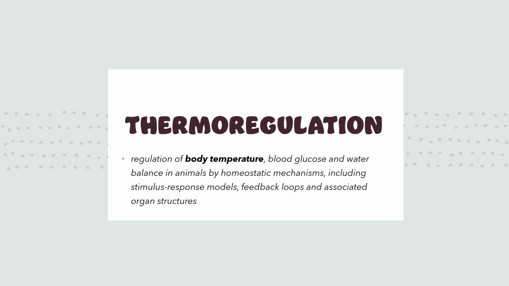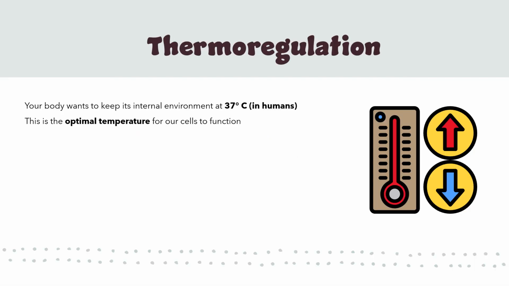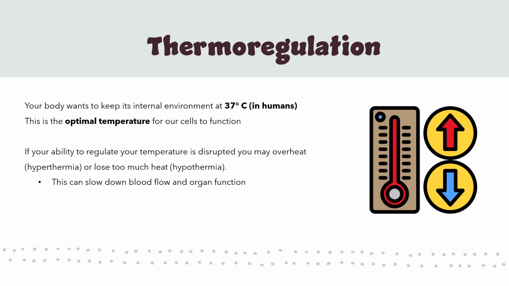Hello everyone, so today we're going to be looking at thermoregulation, and this is the regulation of your body temperature. So we're looking at how your body maintains homeostasis, specifically how it maintains relatively stable internal body temperature. So your body, as humans, wants to keep an internal environment of 37 degrees Celsius, and this is our optimal temperature for our cells to function.